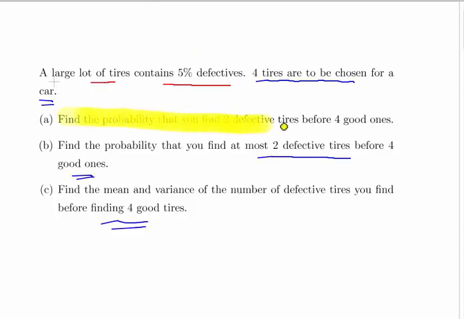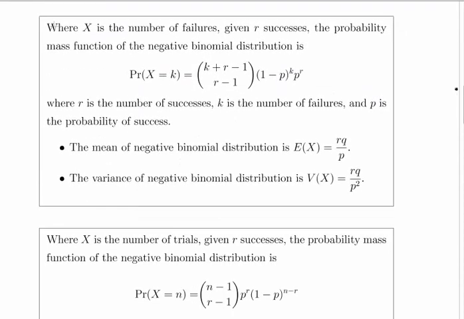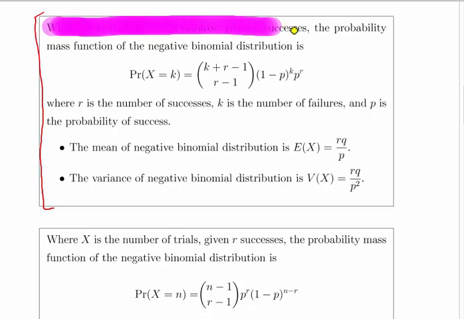Now, this is just important here, actually reading the question. Find the probability that you find 2 defective tires, okay, before you find 4 good ones. So this asks us to count the number of failures before we have enough successes. That's important because there are multiple ways we can look at the negative binomial distribution. So in the first instance, this is one setup for the negative binomial distribution, where x is the number of failures given r successes. That's exactly what we want here.